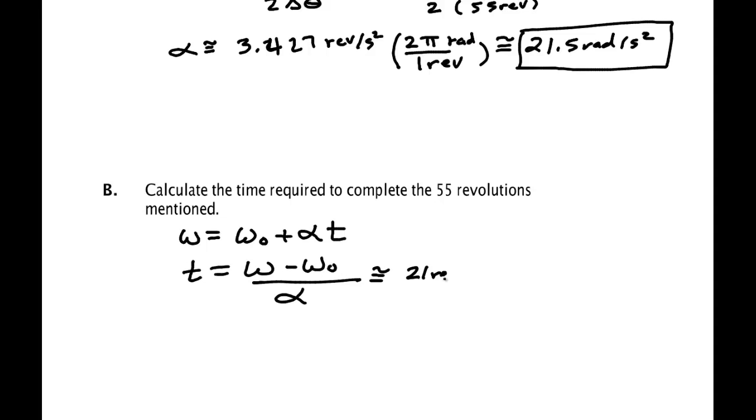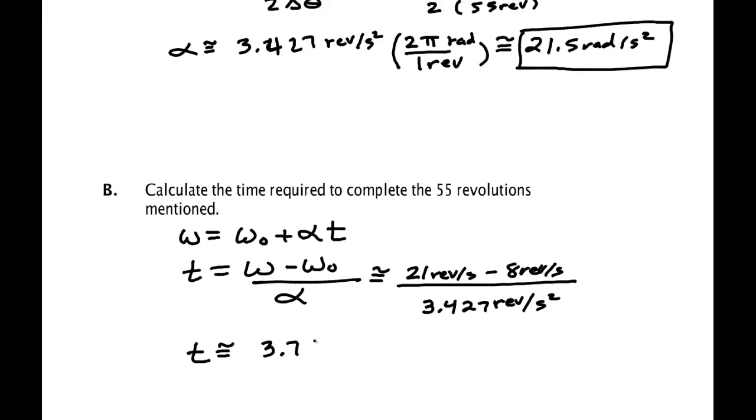This is 21 revolutions per second minus 8 revolutions per second, and I'm going to divide this by 3.427 revolutions per second squared. The revolutions cancel. One of the seconds cancels, the other one comes to the top. So when you put all that in, you get 3.79 seconds.